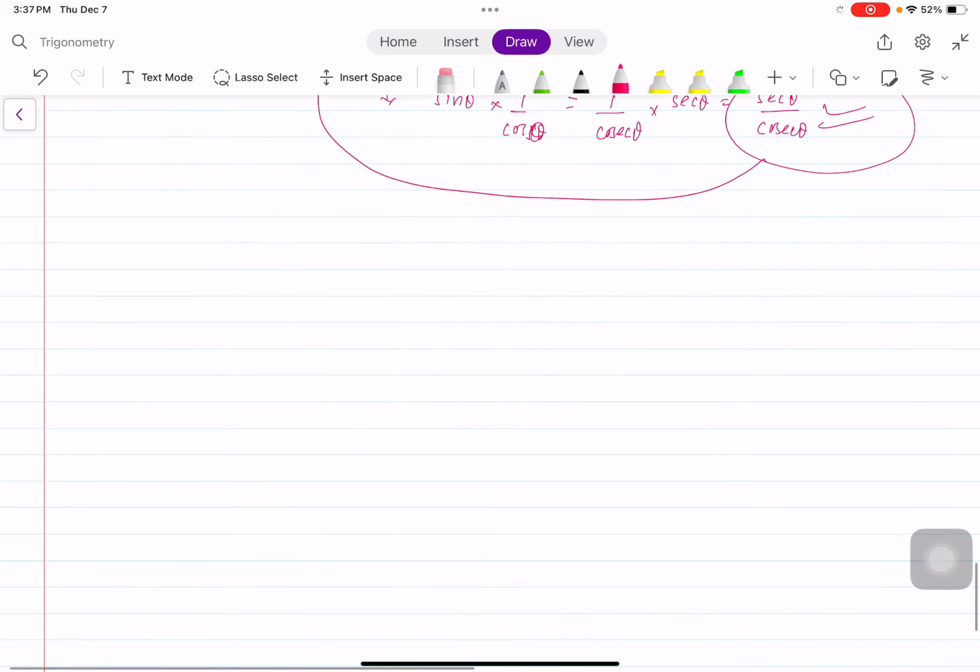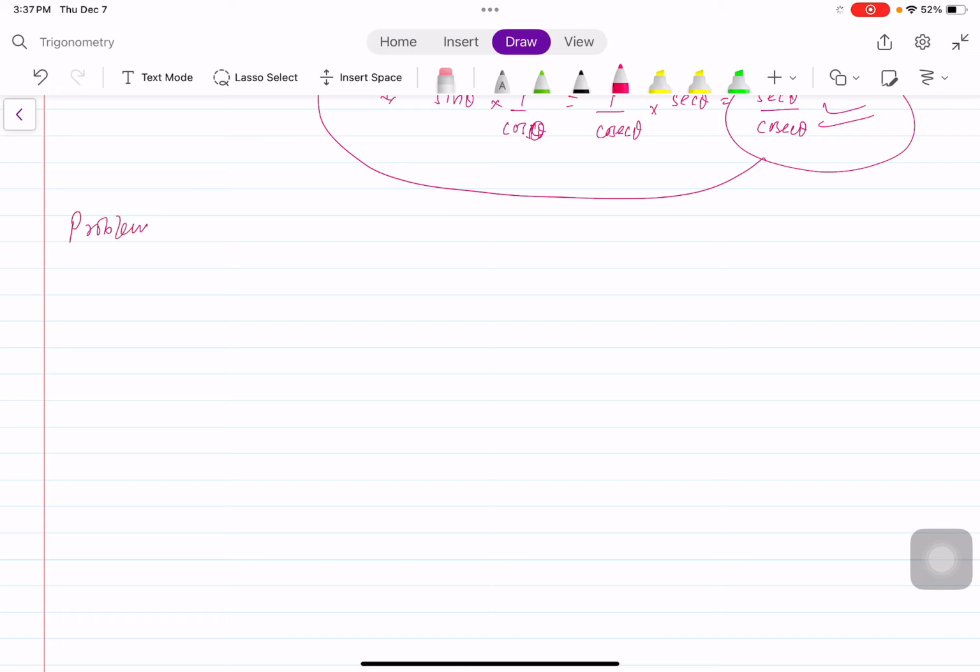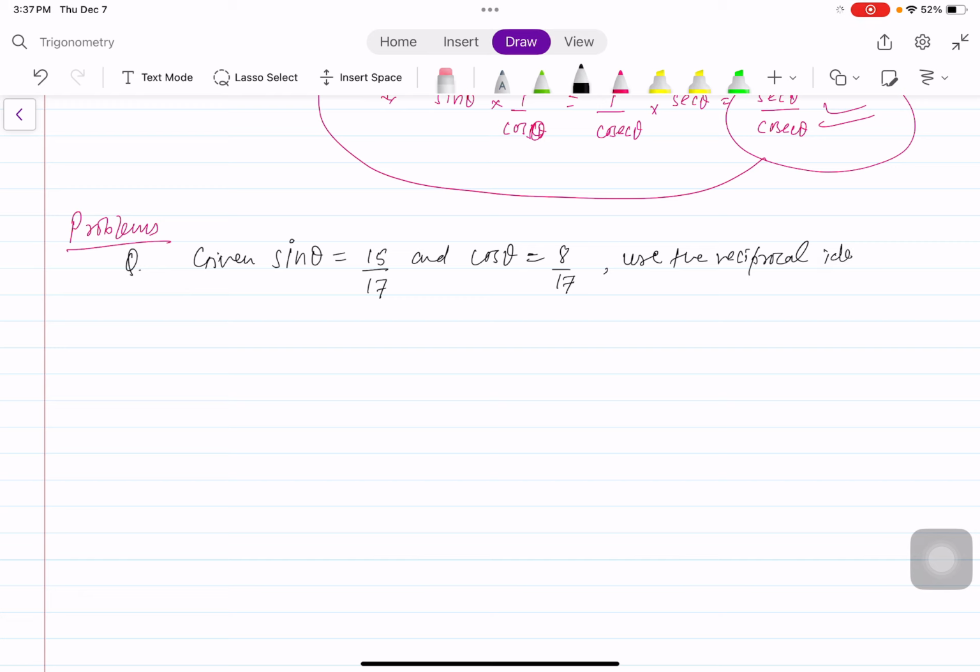Now let's do a few problems. Problem: given sine theta equals 15 over 17 and cosine theta equals 8 over 17, use the reciprocal and quotient identities to find the value of tangent of theta and cosecant of theta.